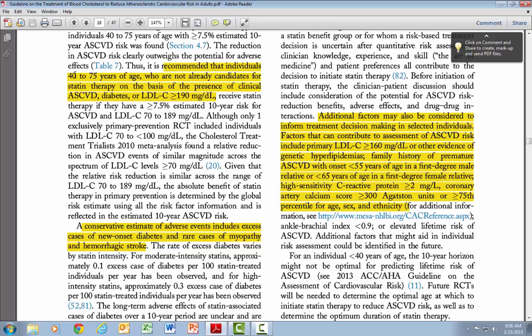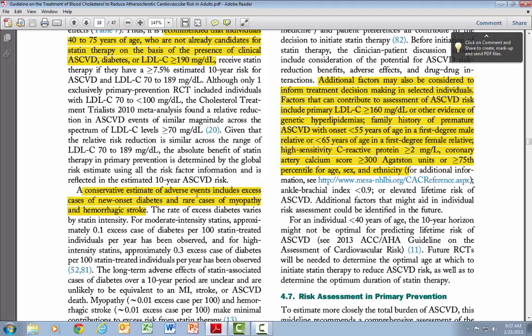We already discussed this in the algorithm. If you're 40 to 75 years of age and you're not already a candidate for statin, or you're diabetic and your LDL is greater than 90, then you should do a blood panel screening before starting statin. And this is what I just said.